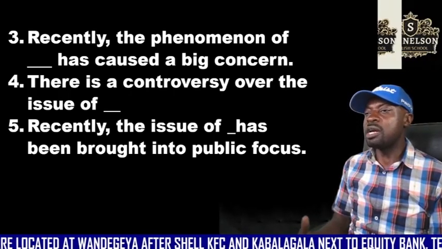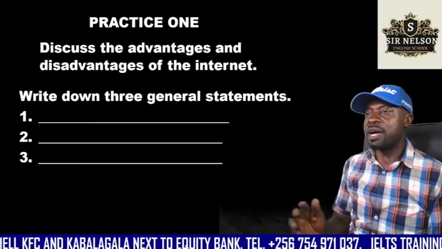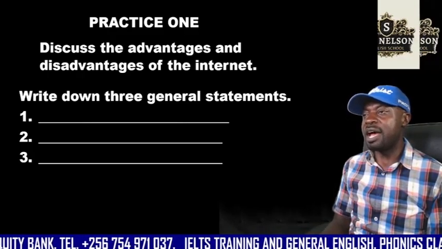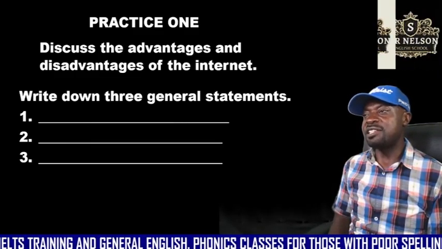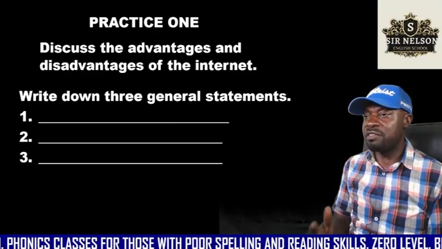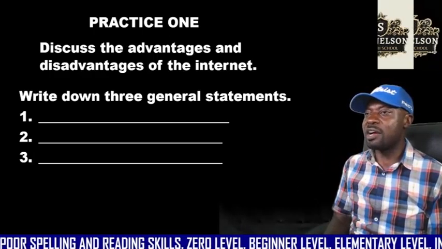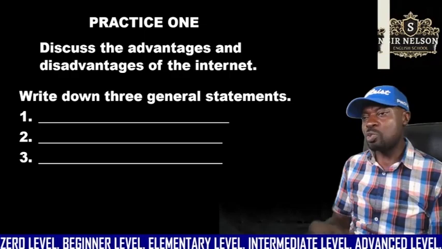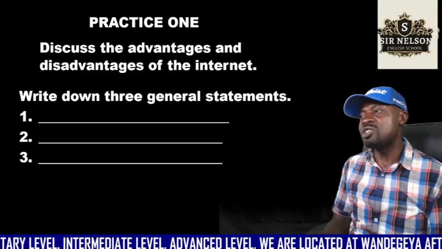You will need only one. You pick one of these to write your introduction. Practice 1. Of course, for you to remember this, you have to get your pen and notebook and start writing. Practice 1. Discuss the advantages and disadvantages of the internet. Write down three general statements. I've given you five. After copying the five, write practice 1. Choose only three and write them down here. The purpose of this is to help your mind memorize, to remember at least three general statements.